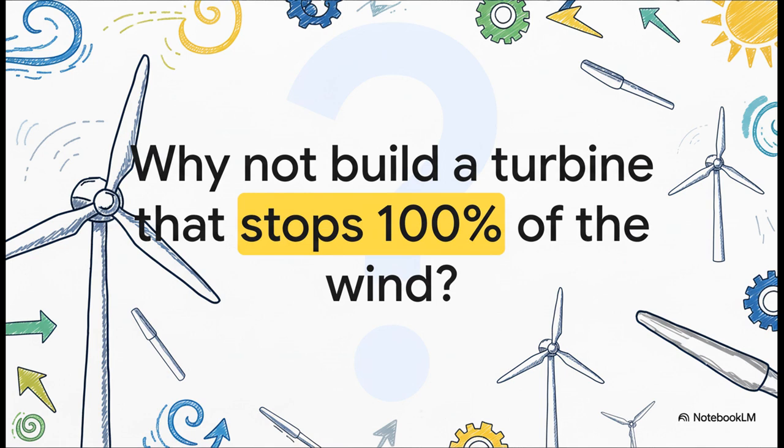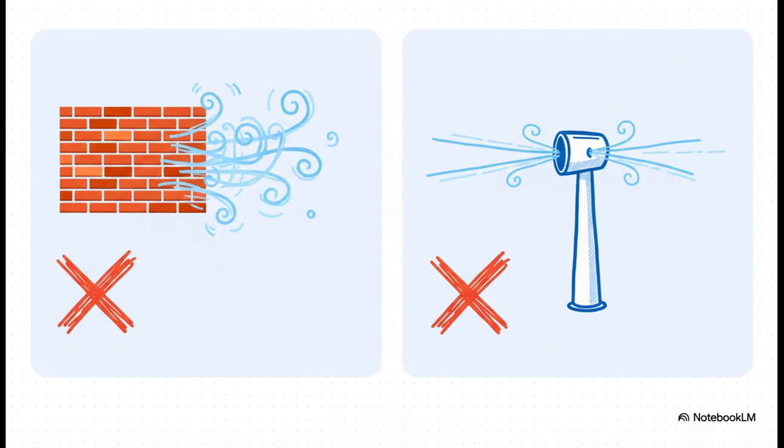If the whole point is to extract energy from the wind, why not just build a solid wall that blocks every bit of wind and grabs all of that energy? Well, it's because of this really cool paradox. Think about it. If you put up a solid wall, the wind has nowhere to go. It just piles up in front and stops. No more flow means no more motion, which means no energy is captured. At the other extreme, if you have no blades at all, the wind just zips right through, and again, you capture zero energy.